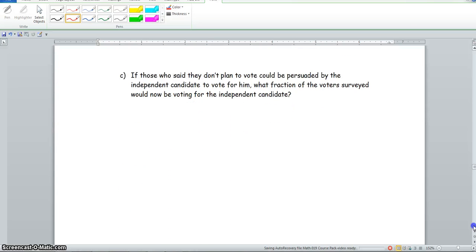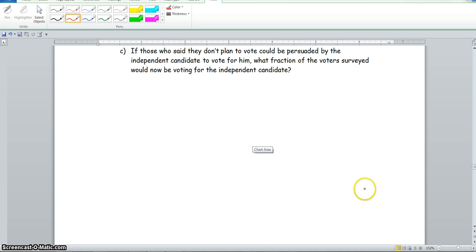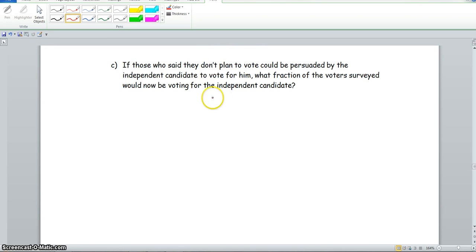Okay, now, it says if those who said they don't plan to vote could be persuaded by the independent candidate to vote for him, what fraction of the voters surveyed would now be voting for the independent candidate? Okay, so what we found out is that the independent candidate had 1/10 of the vote, and if the independent candidate is able to convince the people that are planning not to vote, it'd be 1/10 plus 1/6.